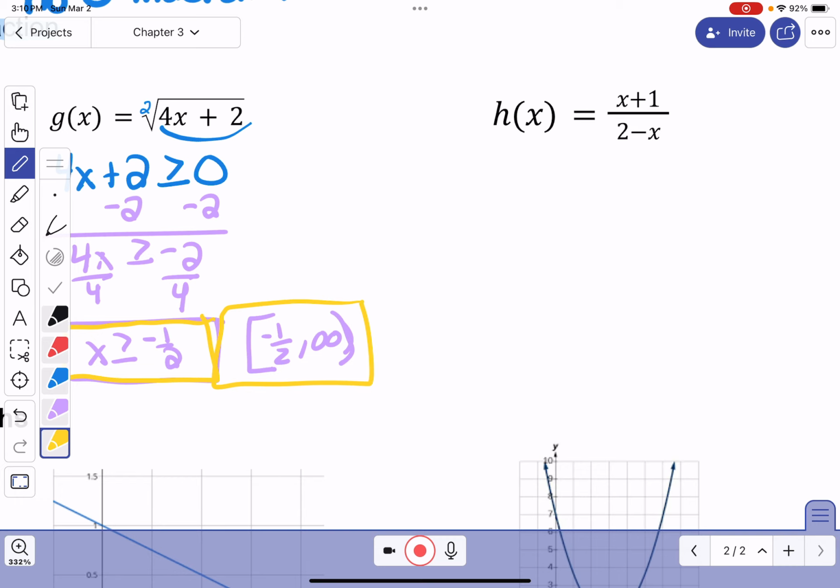And then lastly, our fraction, we know the bottom cannot equal 0. So 2 minus x cannot equal 0. So we solve that. Subtract 2.